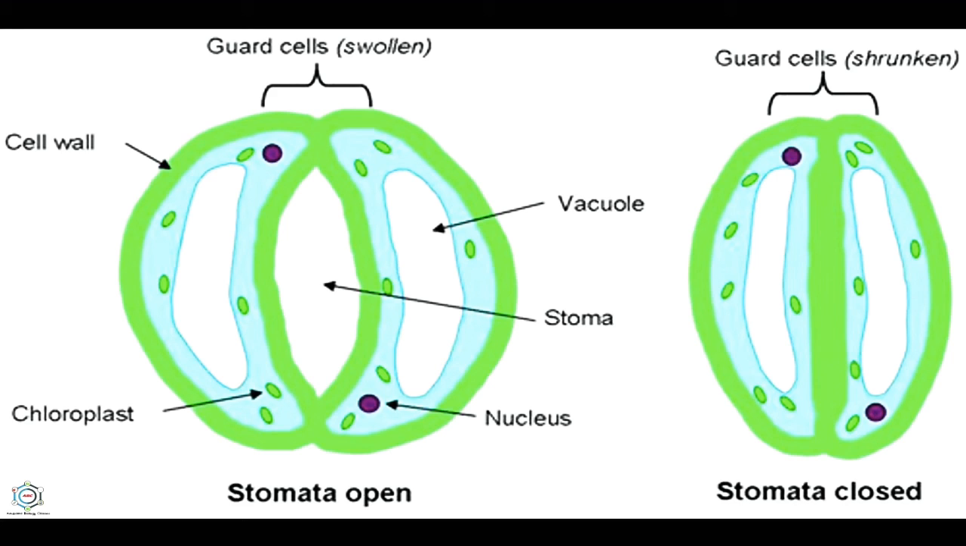Now, here in this picture, you can see the structure of open and closed stomata. That means in case of the stomata open, guard cells are swollen, and in case of stomata closed, guard cells are shrunken. Now, after this, see here the mechanism of stomatal opening. So, what is the mechanism of stomatal movement or opening? It means opening and closing of stomata.